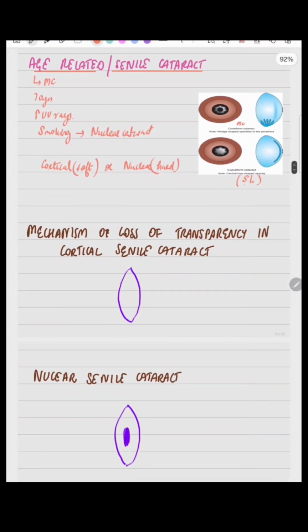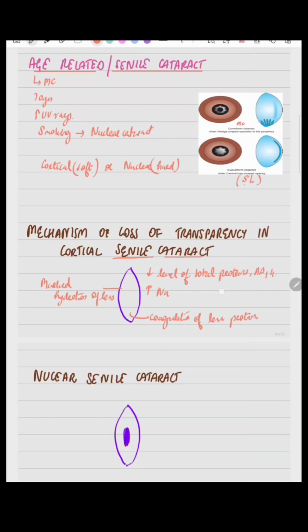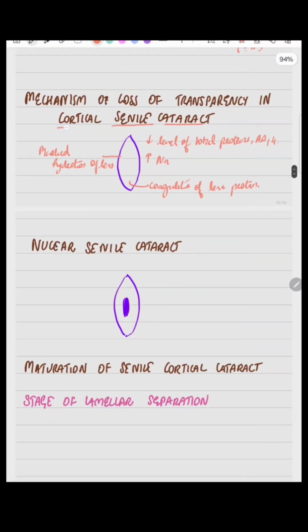Mechanism of loss of transparency in cortical senile cataract: there is a decreased level of total proteins, amino acids and potassium, an increased level of sodium, and marked hydration of the lens, that is, increased water content of the lens, and coagulation of lens proteins. This is in cortical senile cataract.